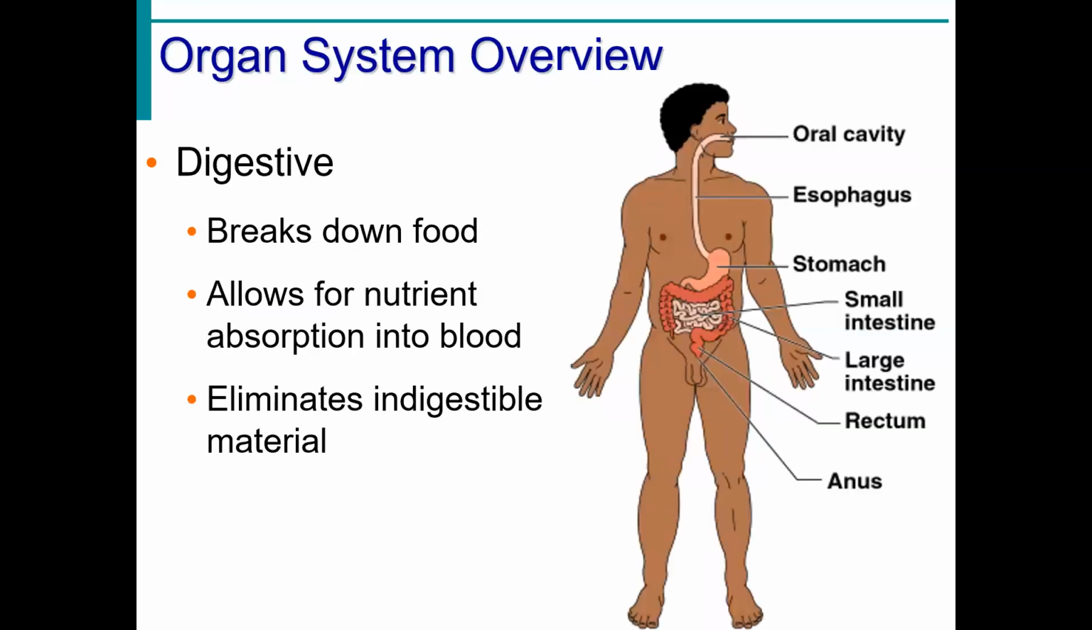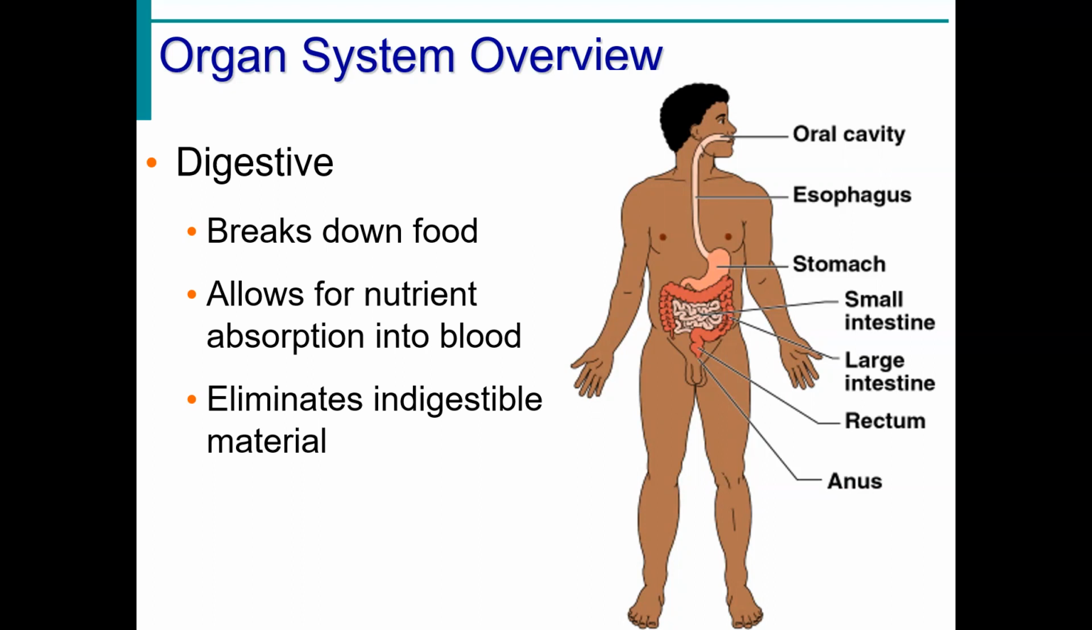Next, we have our digestive system. The digestive system is responsible for breaking down the foods that we eat. This digestive process allows for nutrient absorption into the blood. And we know that this is a critical component for us, again, maintaining homeostasis. And we're thinking about processes such as cellular respiration taking place, the way in which our bodies release energy that's trapped in these food molecules.